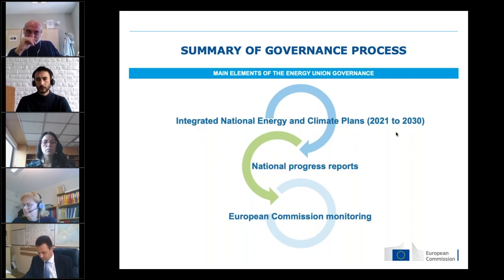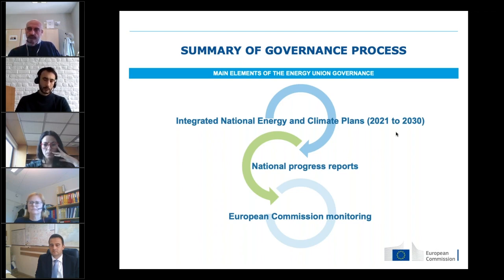To explain briefly how it works, at the core of the governance, we have the National Energy and Climate Plans, NECPs. The first are covering the next decade, basically from 2021 to 2030. So the 2030 objective is the final horizon. And then along the decade, we will have national progress reports and monitoring by the European Commission.